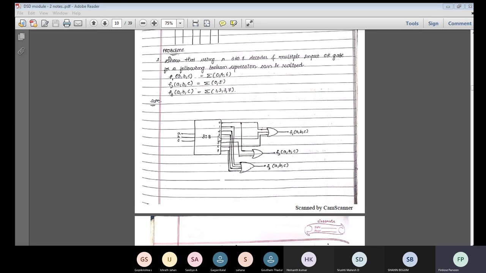So 0, 4, 6, I'll connect to an OR gate. Okay. So this is f1 of ABC. In the same way, summation 0, 5. So 0 and 5 is connected to another OR gate, that will be your F2 of ABC. In the same way, F3 of ABC is equal to summation 1, 2, 3, 7. So 1, 2, 3.